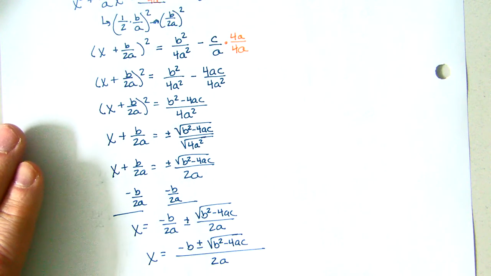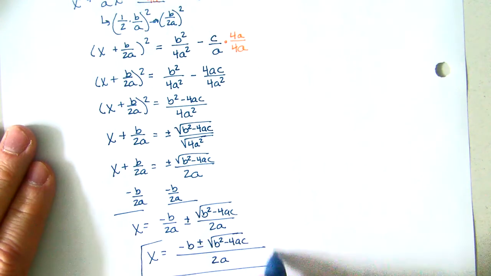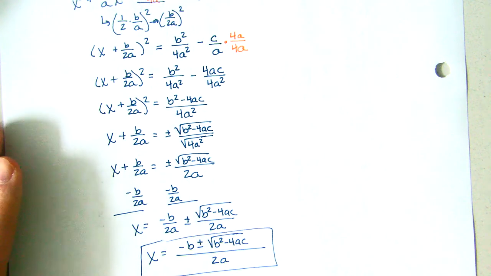Well, that should look familiar. That's just our quadratic formula. But this is where it comes from. It really comes from just completing the square with some variables in there for a, b, and c.